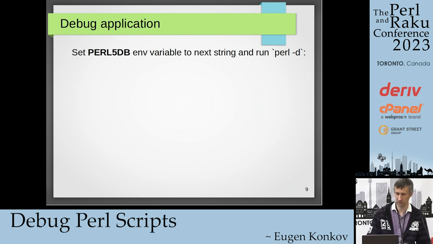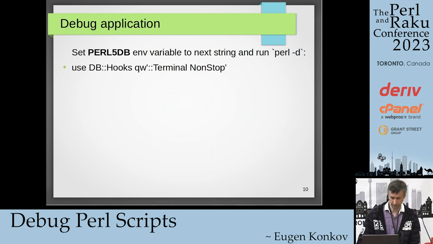It's not so hard. You just run Perl with the minus D flag and set the PERL5DB environment variable to point to your debugger. By default, this variable loads perl5db.pl. To load my debugger, you should set PERL5DB to this value.